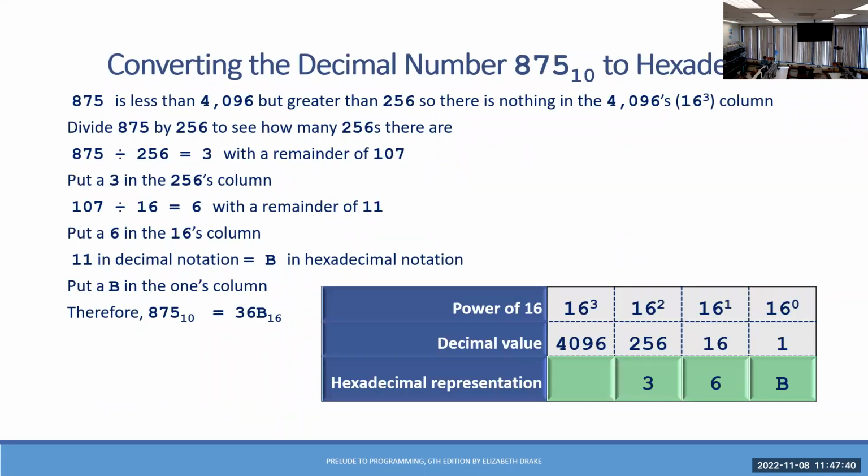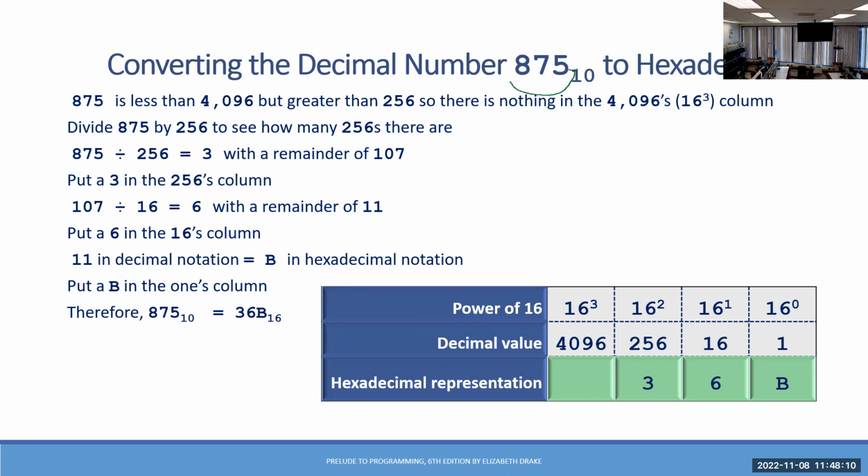Okay, so you know how to convert from hexadecimal to decimal already. But how do you convert from decimal to hexadecimal? Basically, it works exactly the same. You do everything from the left to the right. So think about if you want to convert 875 into hexadecimal here. How do we do it?